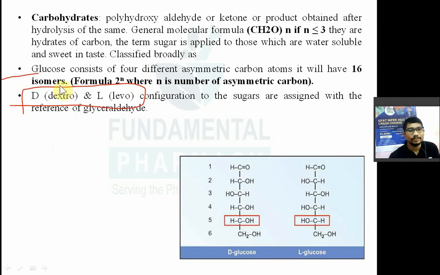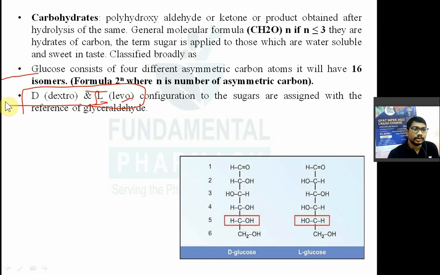So if sugar solution rotates the plane polarized light towards the right side, that is known as dextro. Okay, and if it rotates the plane polarized light towards the left side, it is known as levo. अगर लेफ्ट साइड को रोटेट करता है प्लेन पोलराइज्ड लाइट को तो उसको बोलेंगे लिवो. Levo is denoted by L, and you can also say levo is L and minus. Minus is also a symbol to denote the levo sugar.